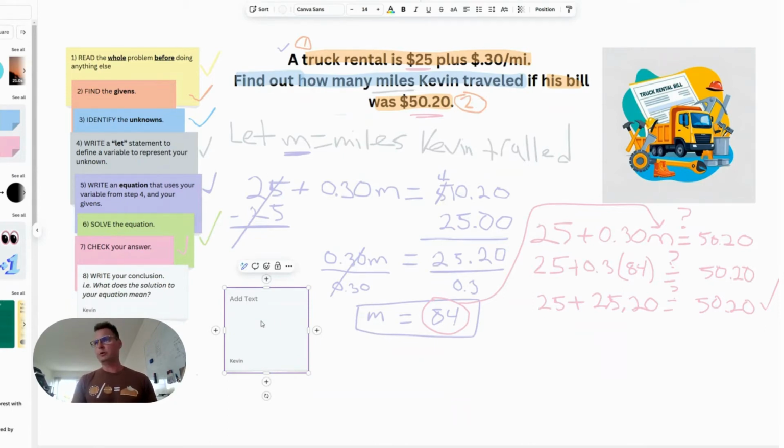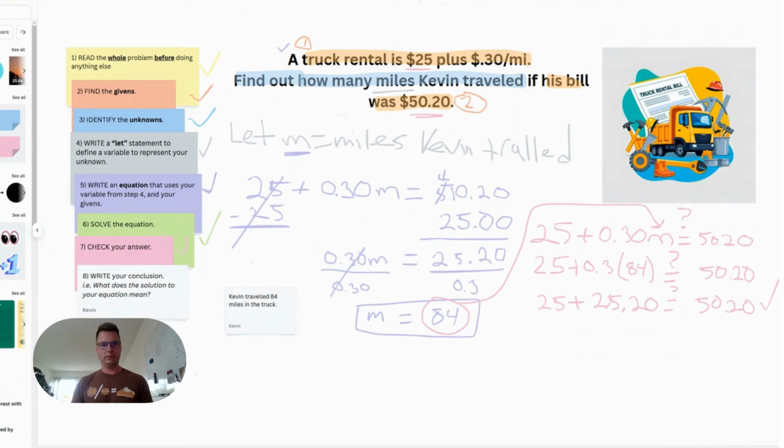So what does this mean? This means Kevin traveled 84 miles. And you could even say in the truck if you want. That's kind of a bonus. Good. So now our answer makes real world sense. All right, that about wraps it up.